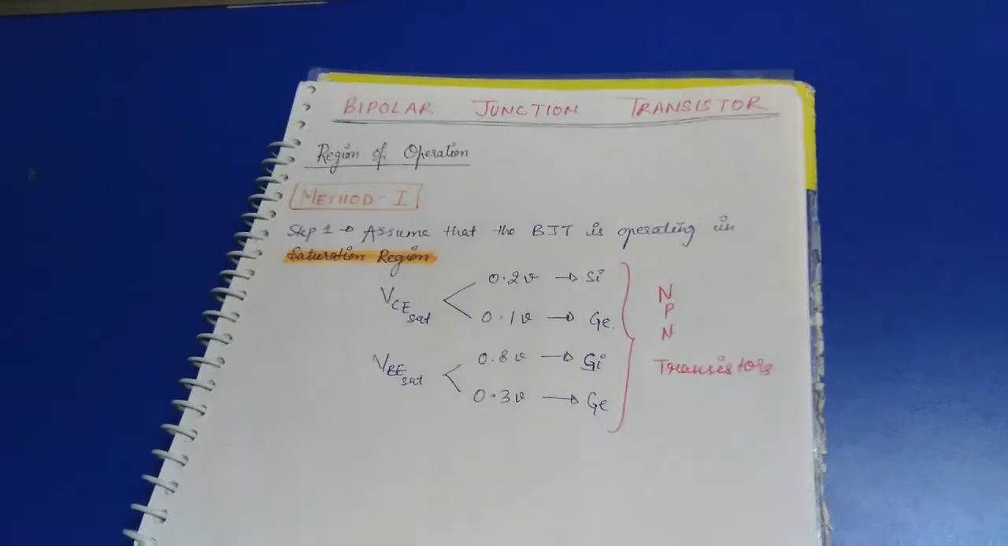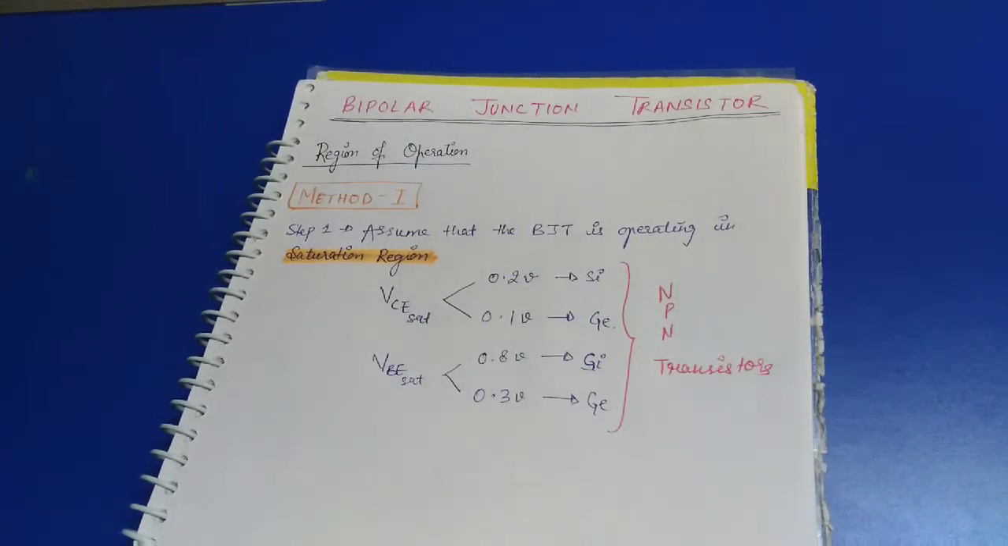So guys, there are 2 or 3 methods to find the region of operation, and I will be discussing all of them. I hope that after you understand these 2 to 3 methods well, whatever circuit you get, you can easily find out its region of operation. Okay, so let's start with method 1.